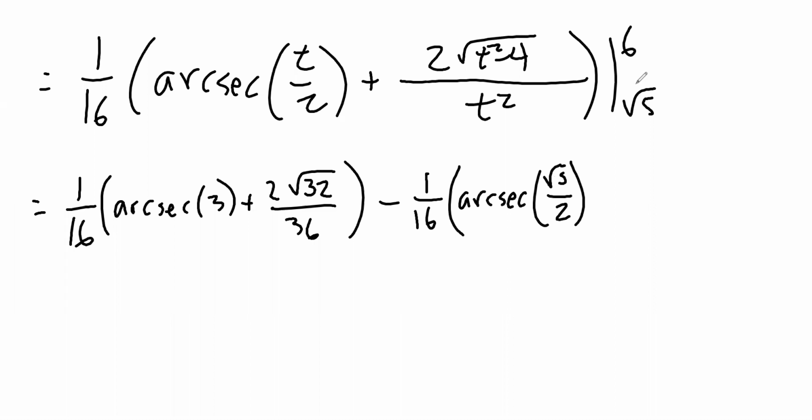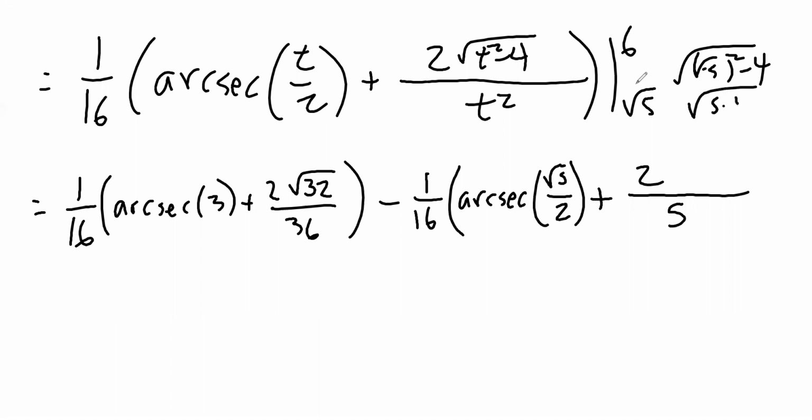Plus 2. On the bottom, we square the square root of 5 to get 5. And on the top, we get the square root of the square root of 5 squared minus 4. The square root of 5 squared is 5. 5 minus 4 is 1. Square root of 1 is 1. So we get 2 times 1.